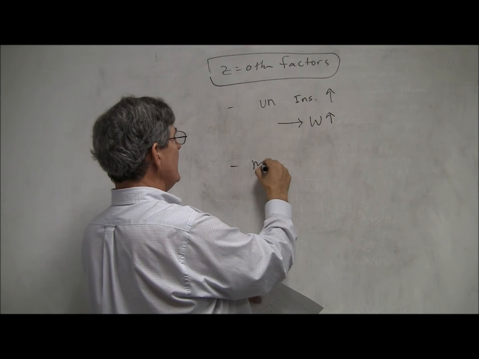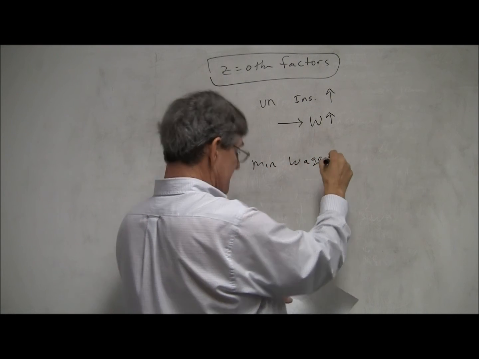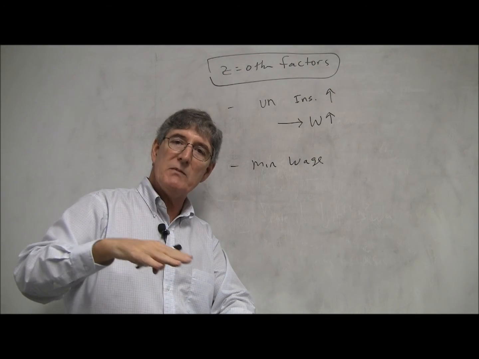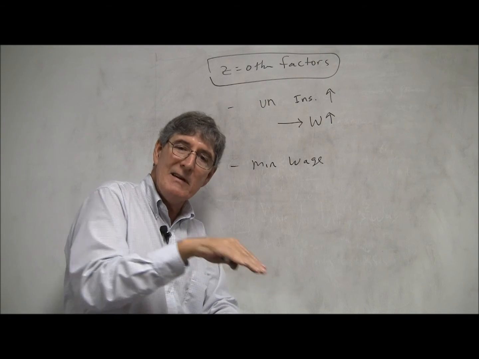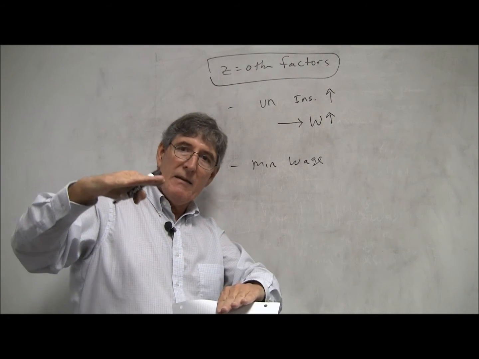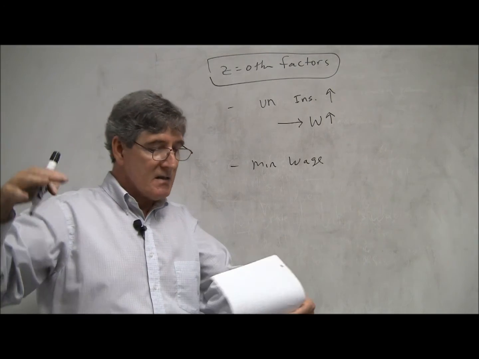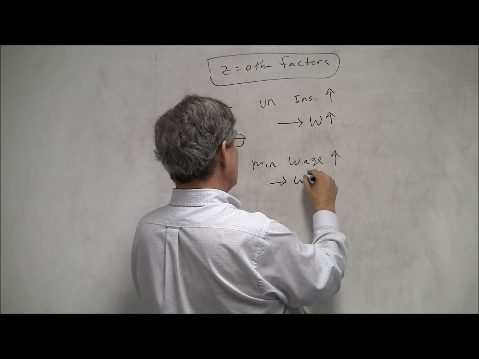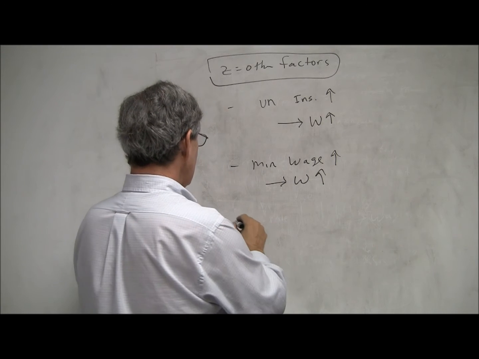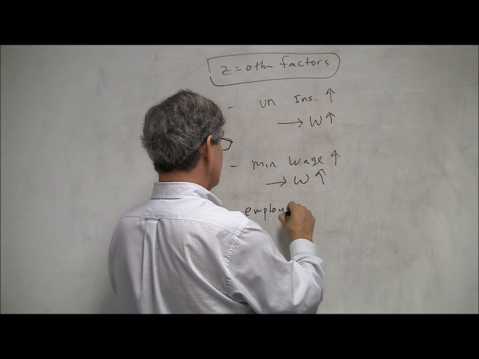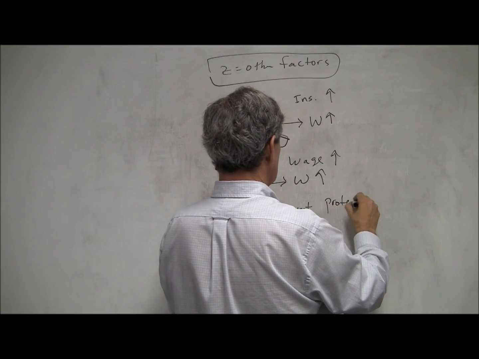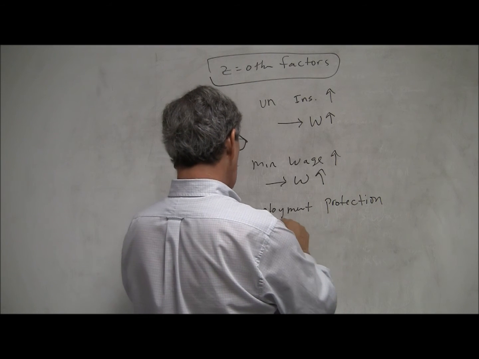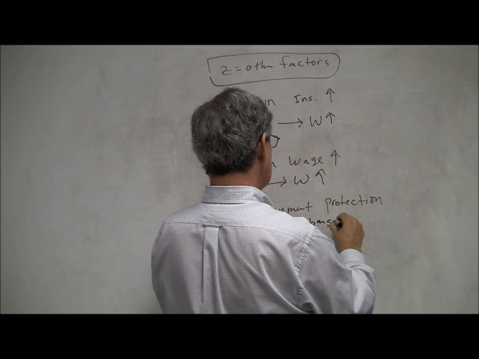Another one might be the minimum wage. This one's obvious. Sometimes what matters is the distance between wages. People want to know, oh, I'm making $1 more than that person. If you take the bottom wage and you push it up, that tends to push up the whole wage distribution. So if the minimum wage goes up, the whole rank order has to go up, and that tends to raise wages. If employment protection goes up, workers are protected from being fired, for instance. That gives them more bargaining power, and that would tend to raise wages.